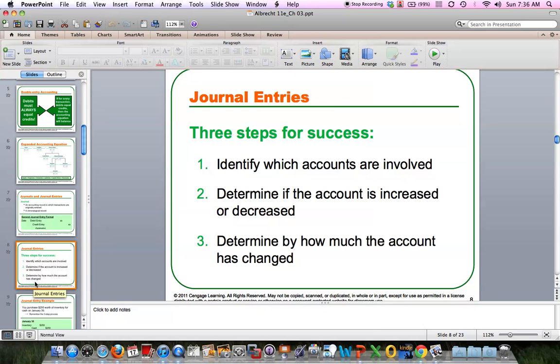As we gather information, as we have source documents like a receipt or an invoice, we have a three-step process to identify how to do a journal entry. The three steps are: identify which accounts are involved, determine which accounts are increased or decreased, and determine by how much the account has changed. Those are the three things to be thinking about for every journal entry.